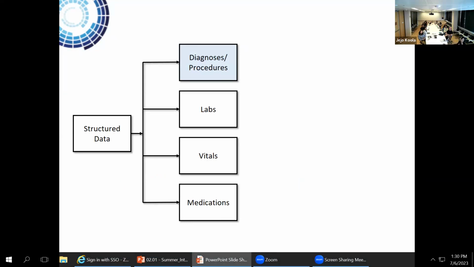So structured data is not just limited to what I'm showing you on the screen, okay? But these are some of the most common types of structured data that people tend to use in projects or research that has to do with clinical healthcare records. And it's worthwhile knowing about that. So it has to do with diagnoses and procedures and surgeries, laboratory tests, vital signs.